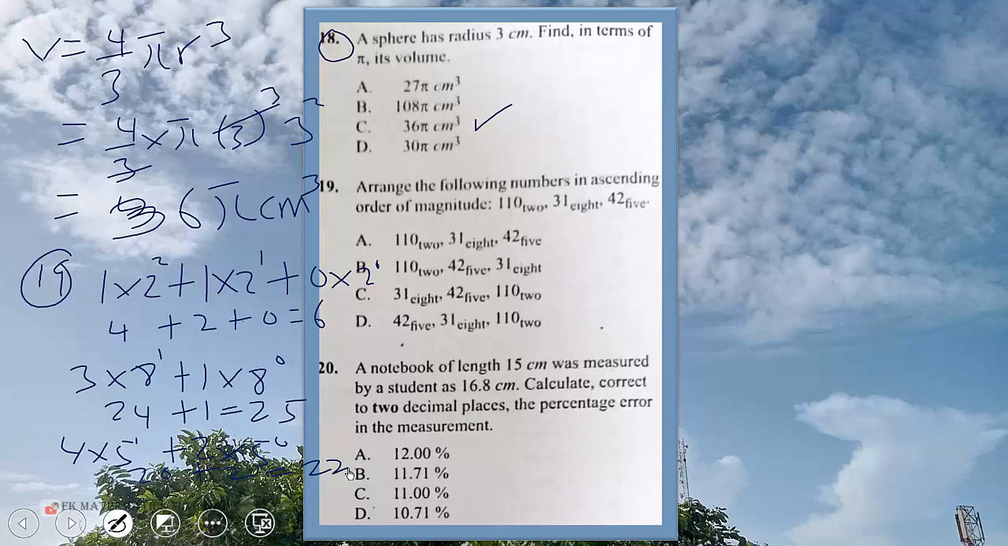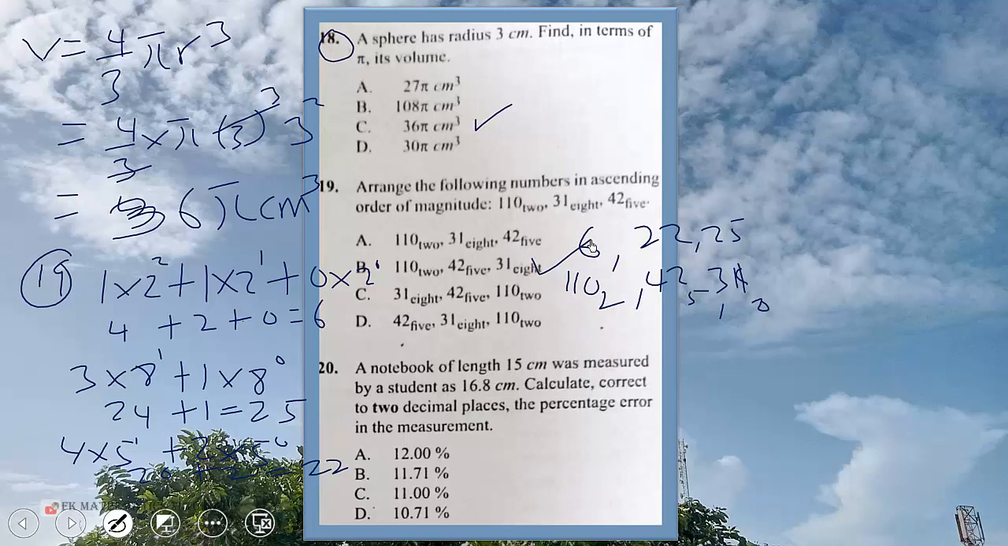So we arrange them in order. If you arrange them in ascending order, you move from 6, and you come to 22, and you come to 25. So 110 base 2. Then 22 was 42 base 5. And the last one is 31 base 8. So 110 base 2. So option B is the correct answer.